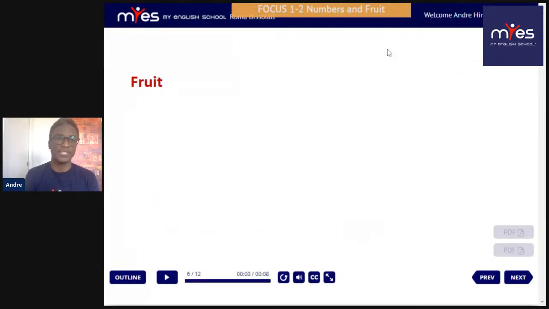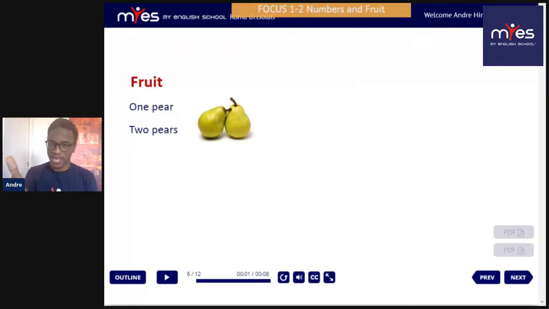Cool. So let's continue to look at fruit. So we've got 1 pear, 1 pear. So remember, this is singular. So we say there is 1 pear. Here we have 2. So there are 2 pears. Excellent, Larissa. There are 2 oranges. Very good. In this case, there are 2 pears. 2. So plural. So there are 2 pears.